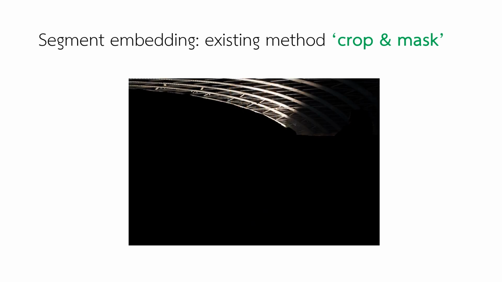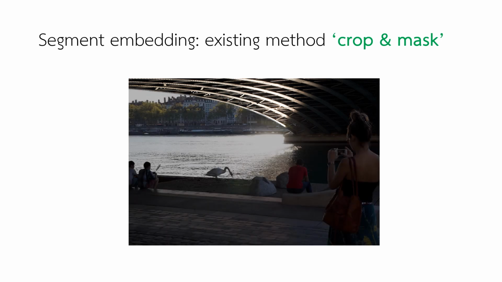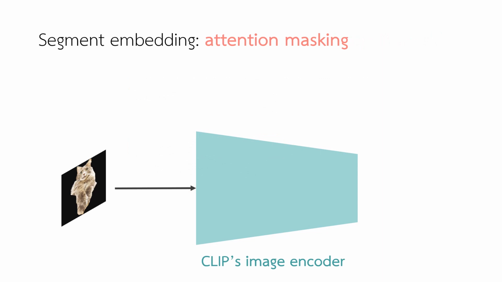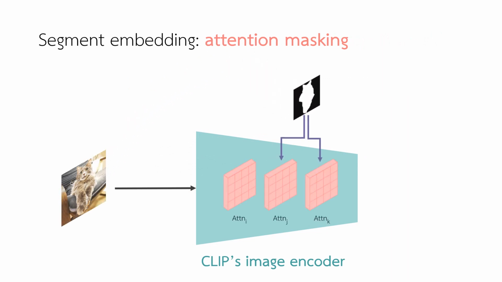Nonetheless, masking objects this way removes the surrounding context, which is useful for recognizing this arch structure as a bridge. So instead, we propose to apply masking on some of the attention maps in CLIP's vision transformer encoder. This allows the encoder to focus on the segment, while still preserving the surrounding context and CLIP's original weights.